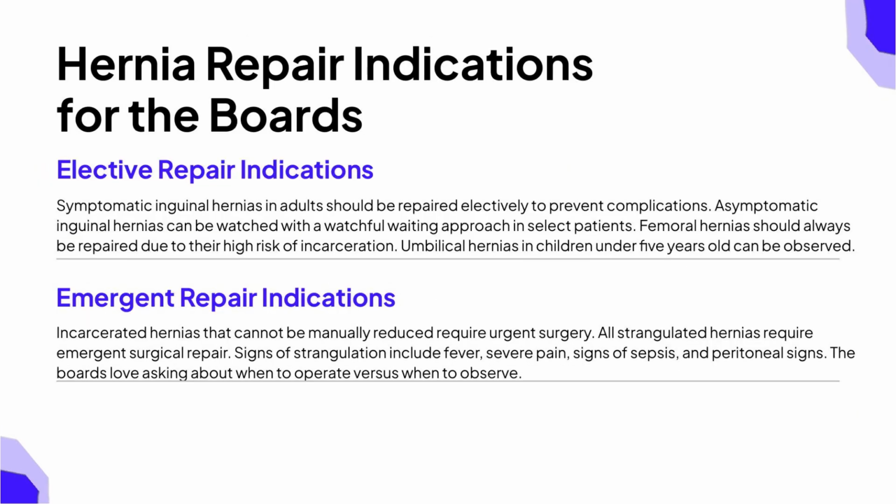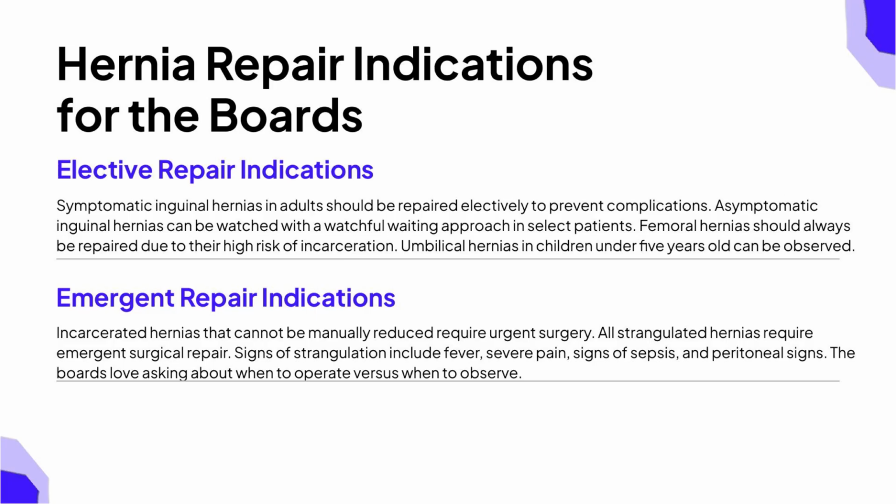Now let us review hernia repair indications, which are heavily tested on the boards. For elective repair, symptomatic inguinal hernias in adults should be repaired to prevent complications like incarceration and strangulation. The boards may also test that asymptomatic inguinal hernias can be managed with watchful waiting in select patients, meaning not every hernia needs immediate surgery. However, femoral hernias should always be repaired regardless of symptoms because they carry such a high risk of incarceration. For umbilical hernias in children under 5 years old, observation is appropriate because most will close spontaneously.